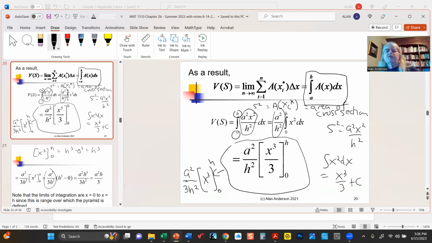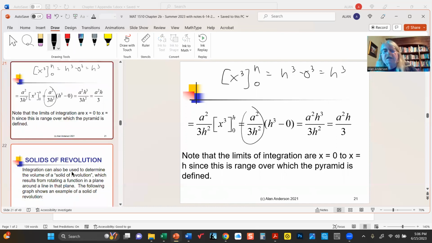That's better. So in other words, you might have wondered what happened when we jump to the next slide. That's why this is written like this. And then this part by itself is equal to h cubed. So you've got a squared h cubed over 3h squared, or just this. So whatever the height is, and of course you also need to know a. Once you know those two values, you can figure out the volume of any pyramid. Okay.